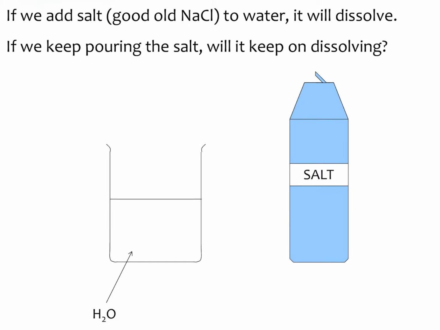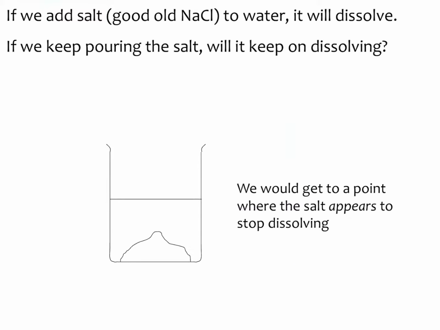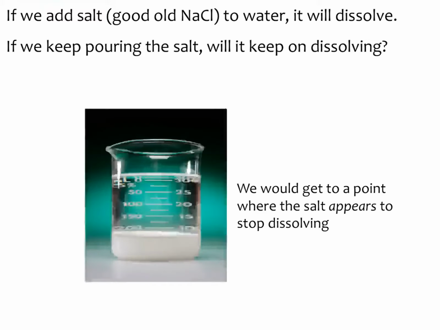If we keep pouring the salt into water, will it keep on dissolving? Eventually, we would get to a point where the salt appears to stop dissolving. We'd see a pile of salt appearing on the bottom of the beaker, and eventually it'd separate out, and no matter how much we stirred, we wouldn't be able to get that salt to go away. And that's because it's a saturated solution.